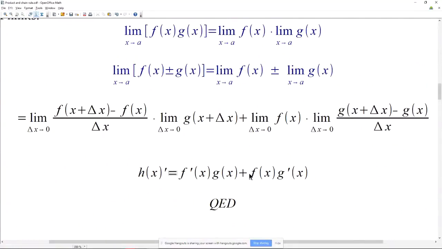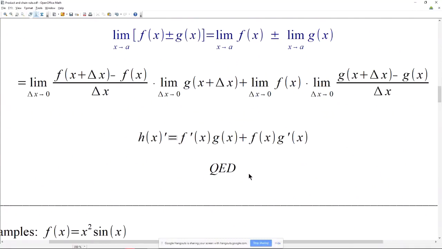Now, Steve, that's the proof of the product rule from Wikipedia. Go ahead. Okay, I was just going to ask you, would it be a fair question to ask why it's done this way?